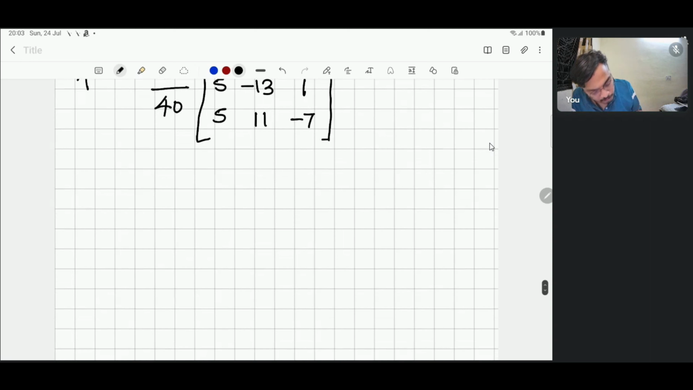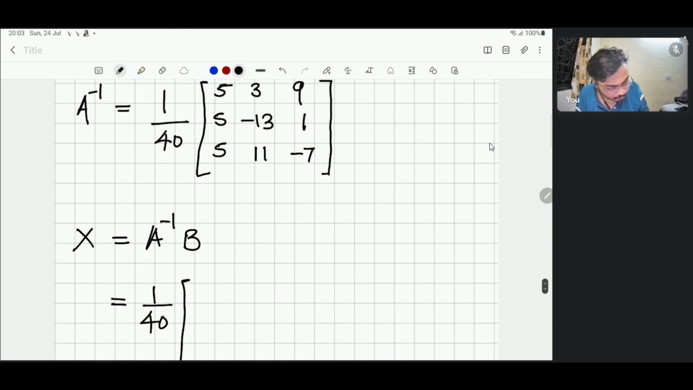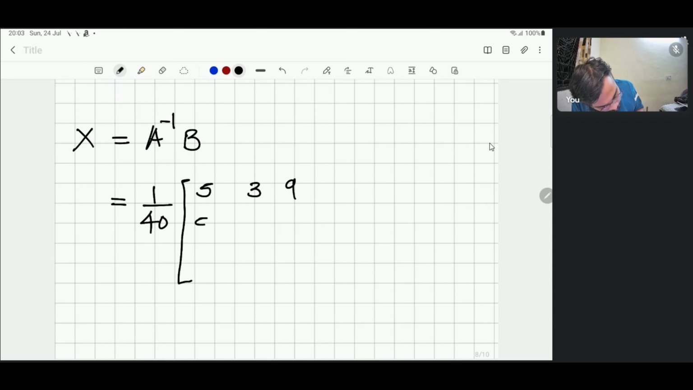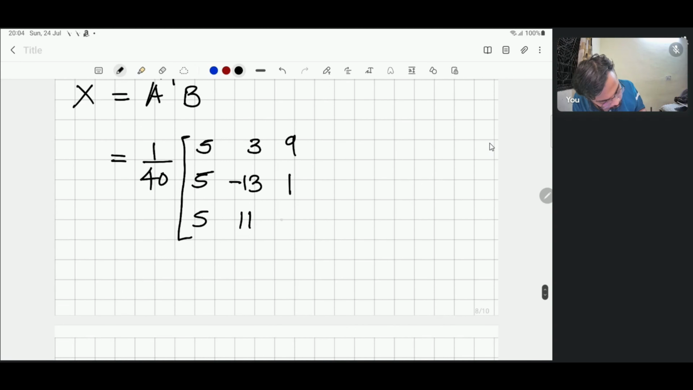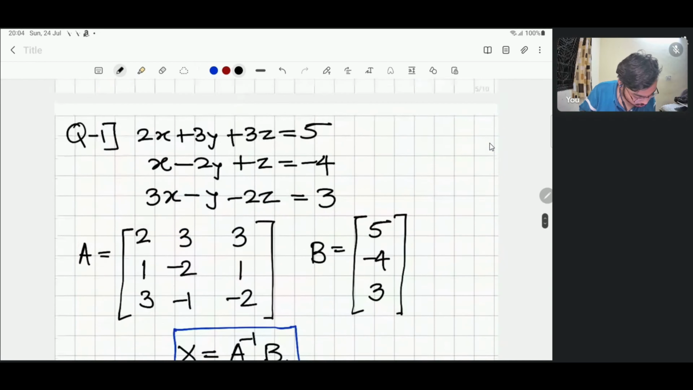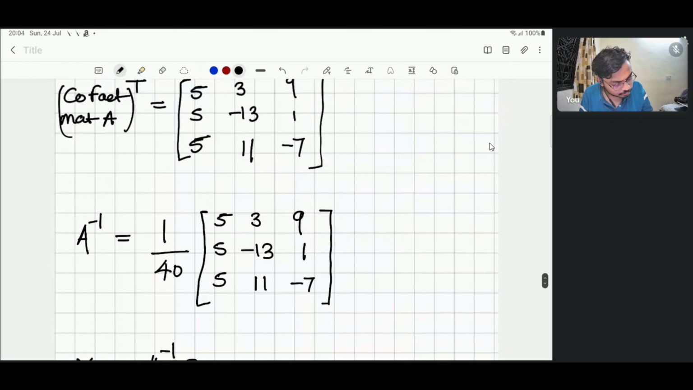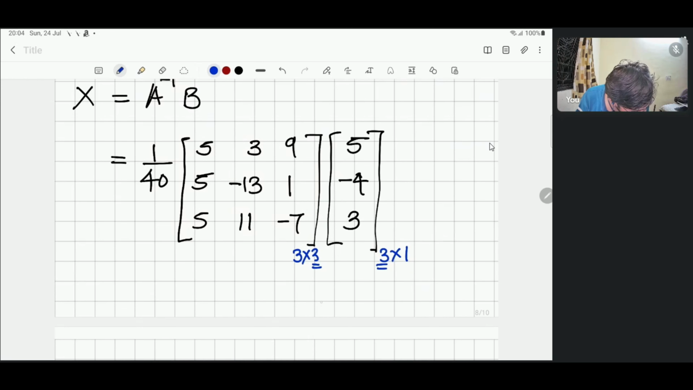So we can now calculate the final solution given by A inverse B, which is equal to 1 by 40 into 5 3 9, 5 minus 13 1, and 5 11 minus 7. And what is our constant matrix B? Our constant matrix B is 5, minus 4, 3. As we know, this is a 3 by 3 matrix, this is a 3 by 1 matrix, so the final matrix will be of size 3 by 1.